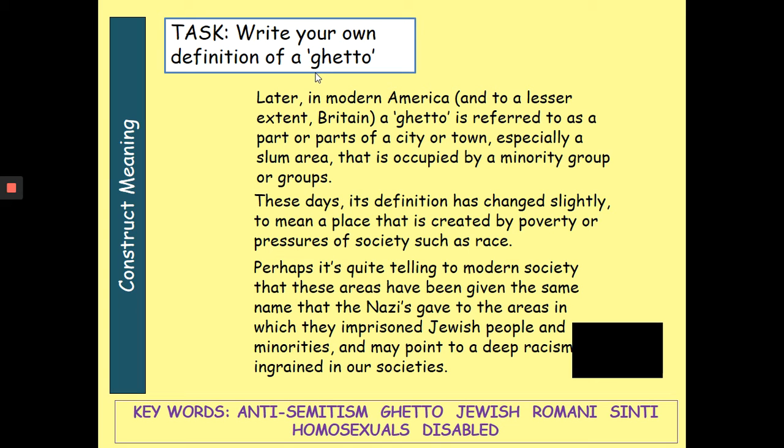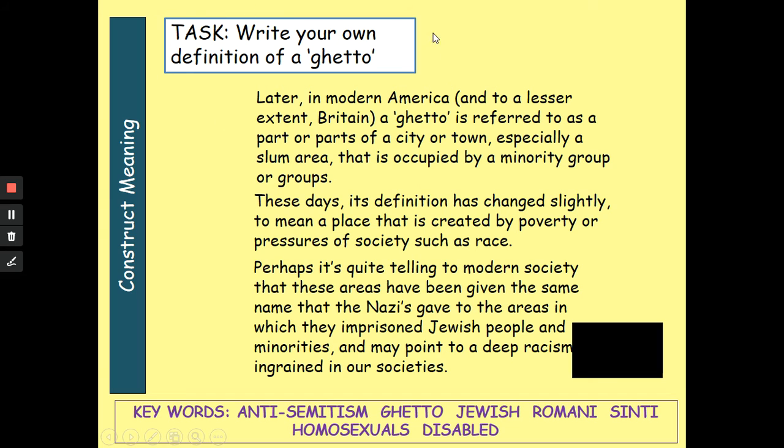Perhaps it's quite telling to modern society that these areas have been given the same name that the Nazis gave to areas in which they imprisoned Jewish people and minorities, and may point to a deep racism ingrained in our societies. So whether they were called ghettos by politicians or by the people who live inside them, it doesn't matter that much. The fact that they're called ghettos points to perhaps the idea that people have been segregated there on purpose, which is why some people still use this word today. It's quite a worrying piece of language.